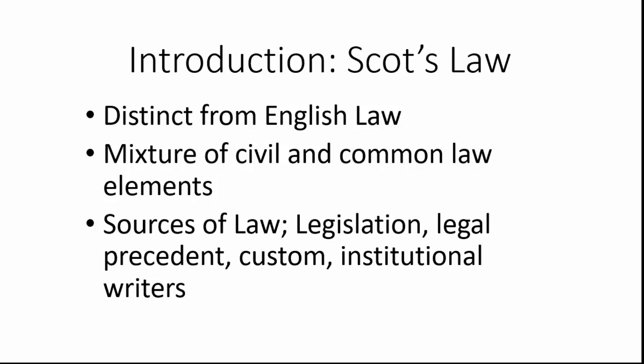Now I will provide an introduction to the other main legal system found within the United Kingdom. The law of Scotland, known as Scots law, is distinct and separate from English law, although there are areas of convergence and overlap. Scots law is a hybrid system which contains both civil and common law elements. There are 4 recognised sources of Scots law: legislation, legal precedent, custom and institutional writers.